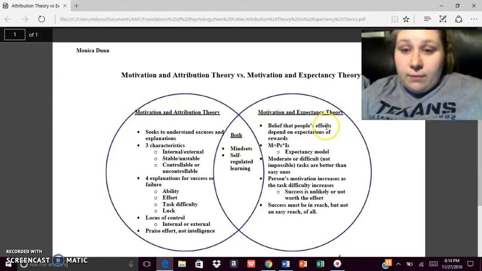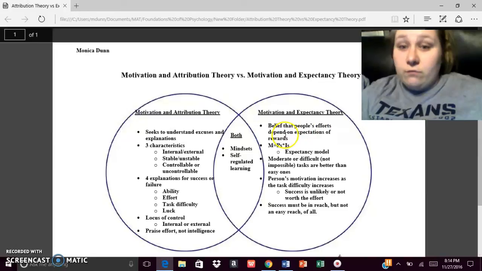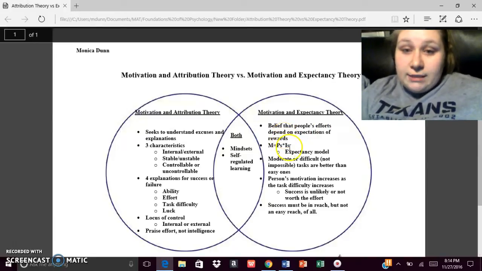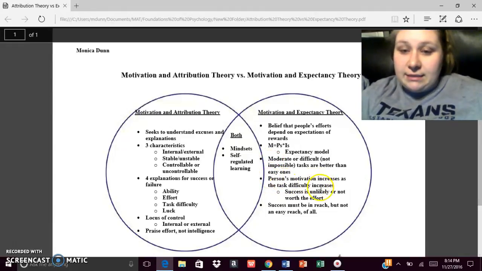This theory is the belief that people's efforts depend on the expectations of the rewards. So, there is a formula that the book talks about, and it is the motivation equals the perceived possibility of success times the incentive they get for success. And this is known as the expectancy model. And according to the book, you can use this formula and depending on these two things, depends on the motivation a student has. So it is important to remember that a person's motivation increases as the task difficulty increases.